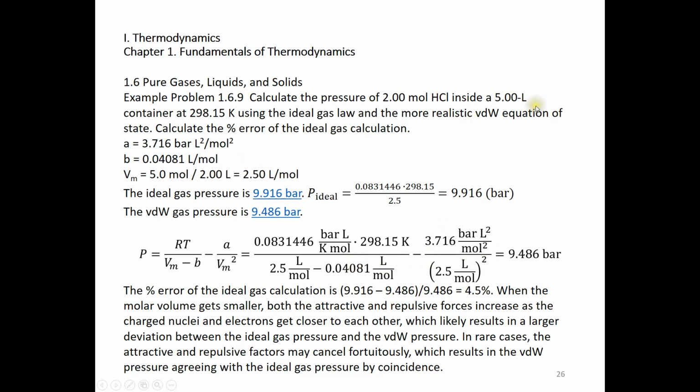When this molar volume is smaller, HCl molecules get closer to each other. That means we have larger attraction and also larger repulsion. And in this case, still, the attractive force is predominant. That's why the real gas pressure is smaller. Actually, in this case, it's significantly smaller. 9.5 is significantly smaller than 9.9. In rare cases, the attractive force and repulsive force may cancel each other, and then in that case, the van der Waals equation and the ideal gas equation result in the same number by coincidence.